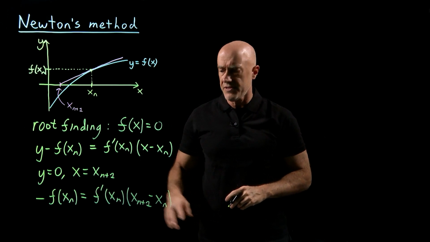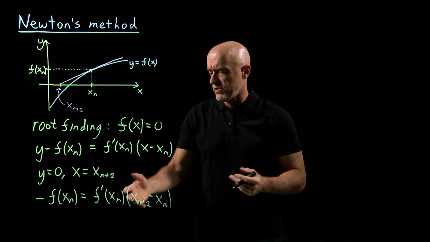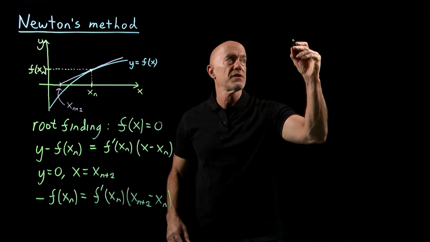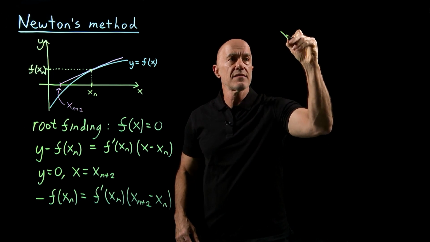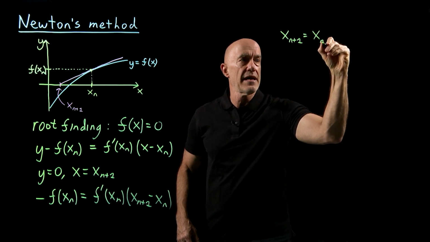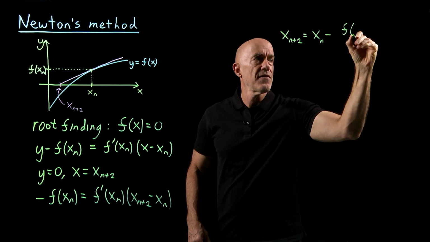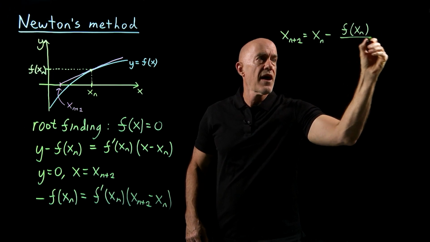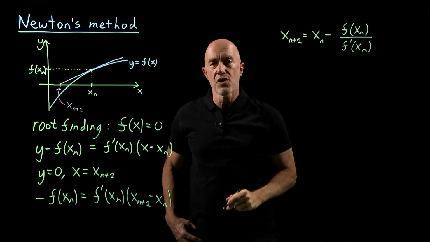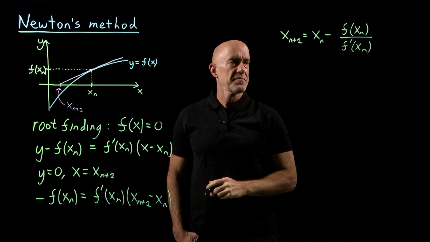So we solve this equation, which is linear in x sub n plus 1. We can solve this for x sub n plus 1, and we get x sub n plus 1 is equal to x sub n minus f of x sub n divided by f prime of x sub n. And this is called Newton's method.